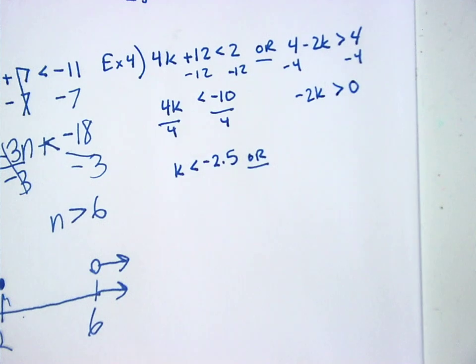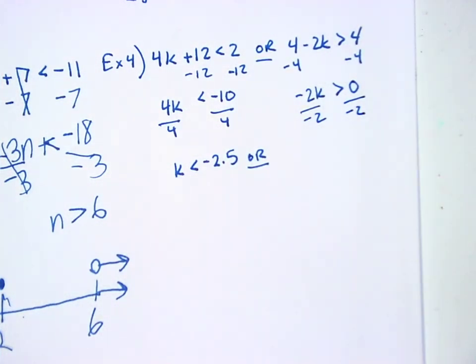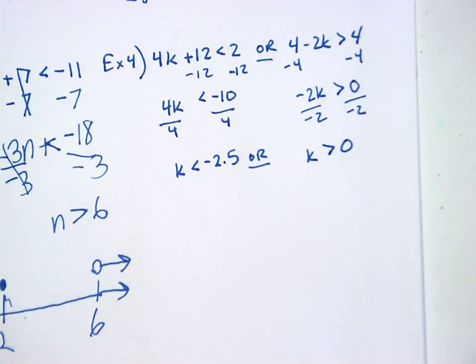And then? Divide by negative 2. If you have 0 on the top, is that 0 as an answer or no solution? 0. So this is k is greater than 0. No, wouldn't it be less than? Right, you got me.